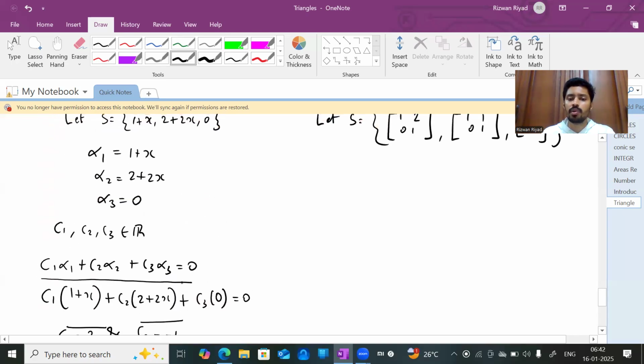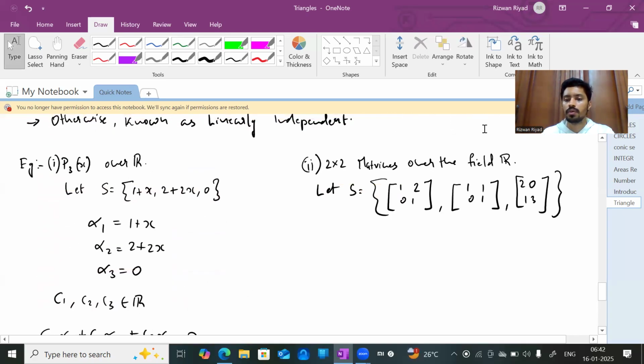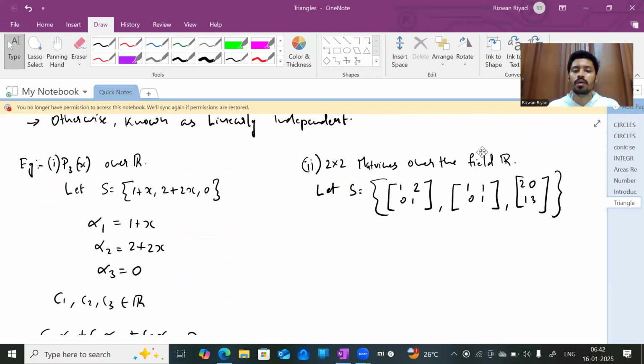Next, let's see one example for linearly independent vectors. Suppose you have all 2 by 2 matrices over the field R. That means here our vector space V is the set of all 2 by 2 matrices, and our field is R. And we are taking S, a subset of this vector space, as this. The first element is the matrix 1 2 0 1, the second one the matrix 1 1 0 1, and the third one the matrix 2 0 1 3.